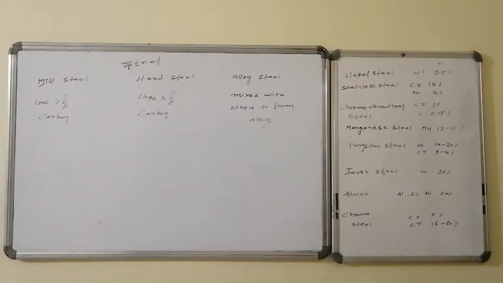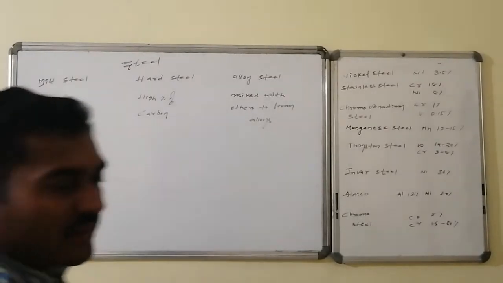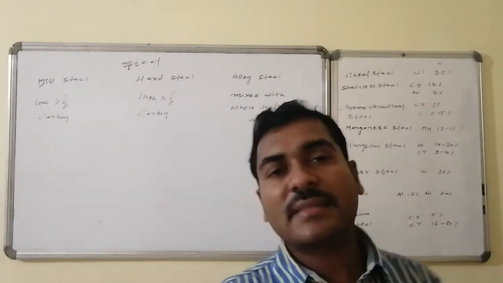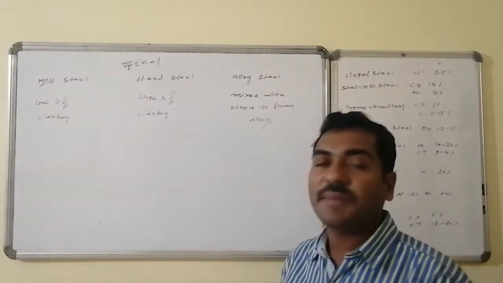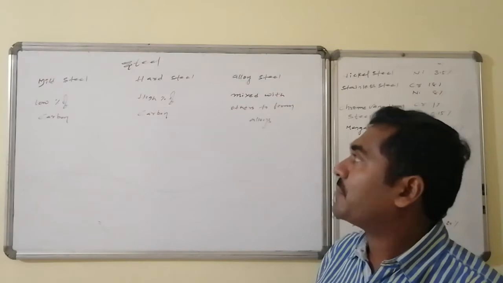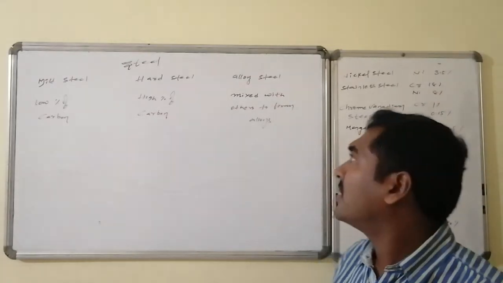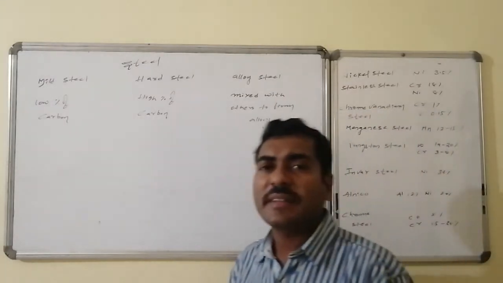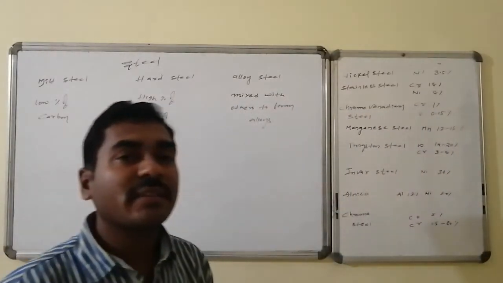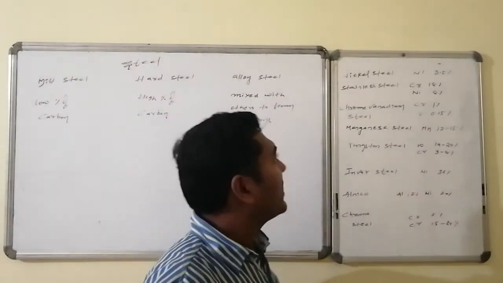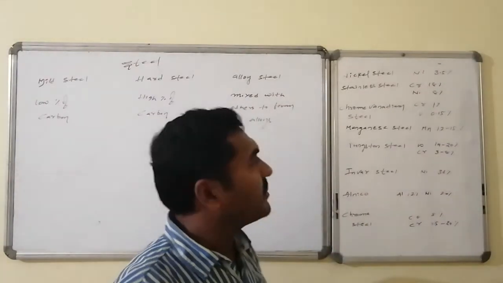Steel and its classification on behalf of percentage of carbon. If the percentage of carbon is less, its properties are different and such kind of steel is said to be mild steel. If the percentage of carbon is more, it becomes very hard and it is said to be hard steel. Whereas steel mixed with other metals, forming different properties, is said to be alloy steel. Nickel steel: nickel is 3.5%.